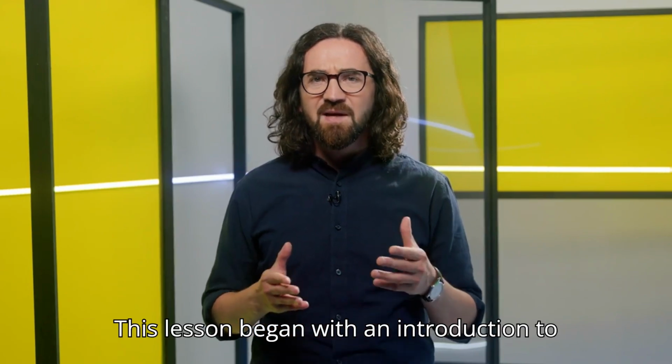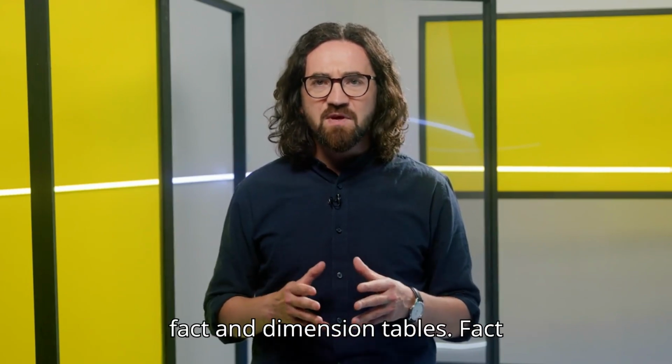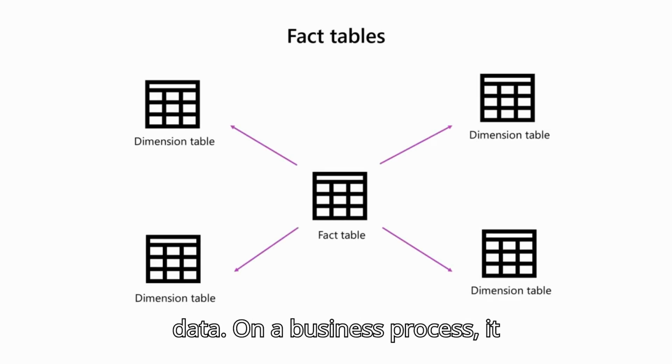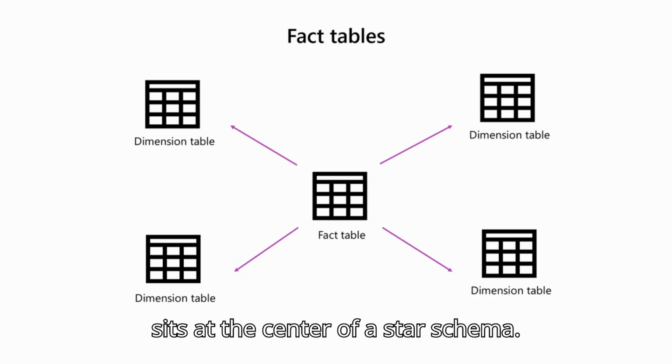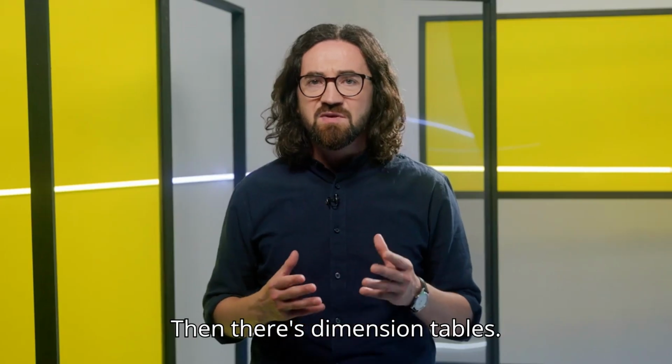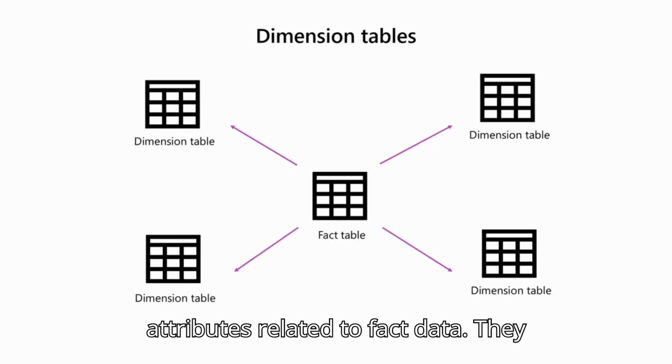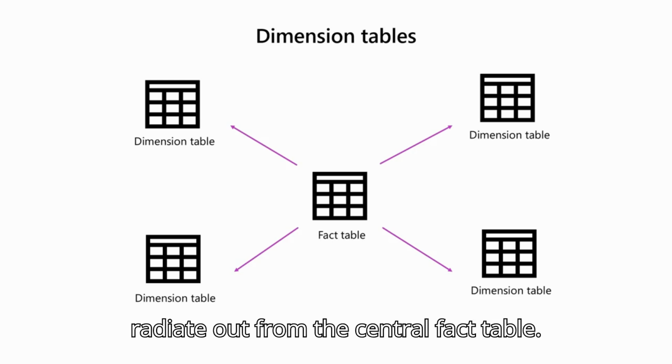This lesson began with an introduction to fact and dimension tables. Fact tables hold quantifiable, measurable data on a business process. It sits at the center of a star schema. Then there's dimension tables. Dimension tables provide descriptive attributes related to fact data. They radiate out from the central fact table.